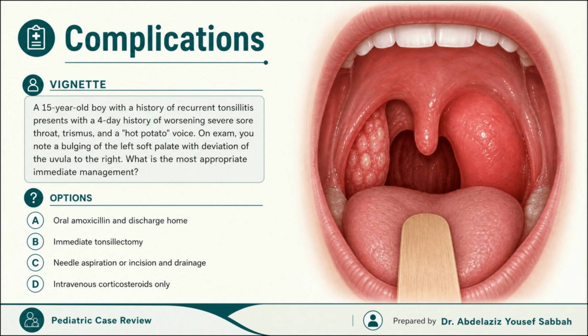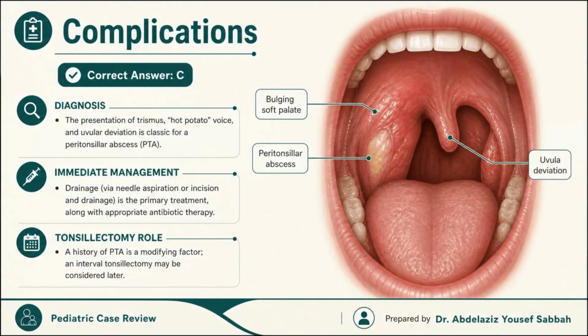A. Oral amoxicillin and discharge. B. Immediate tonsillectomy. C. Needle aspiration or incision and drainage. Or D. Intravenous corticosteroids only. Recognize the classic signs of this condition. The correct answer is C. Needle aspiration or incision and drainage.